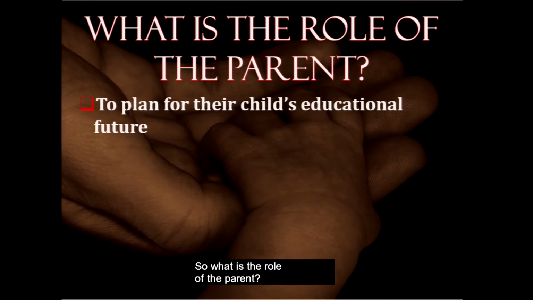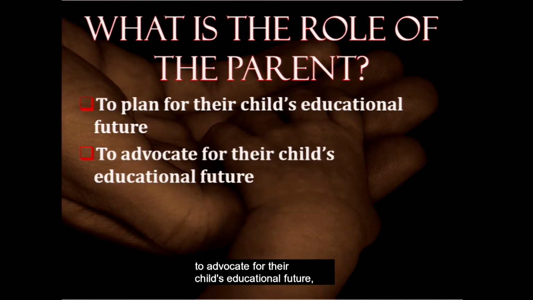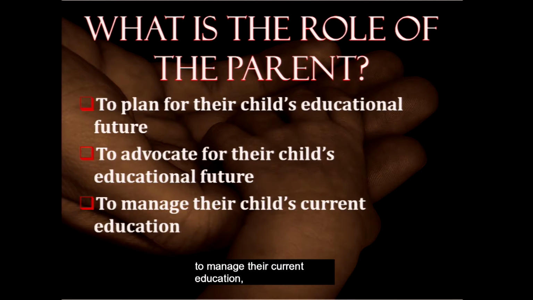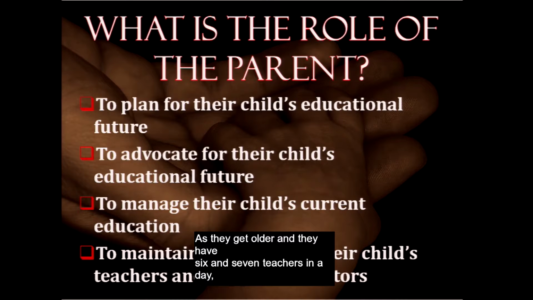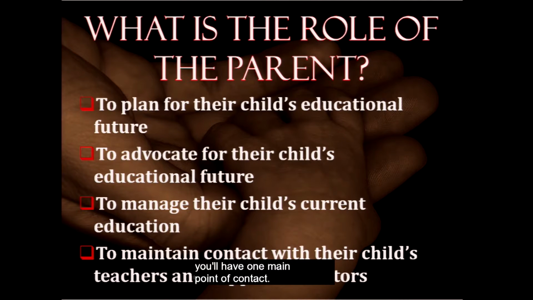So what is the role of the parent? To plan for your child's educational future, to advocate for their child's educational future, to manage their current education, and to maintain contact with their child's teacher and support educators. Especially in those early years, it is very important to maintain contact. As they get older and they have 6 or 7 teachers in a day, you'll have one main point of contact. It's not like you can never, ever contact the school. You can, but you're not going to talk to each individual teacher unless there's a specific issue.